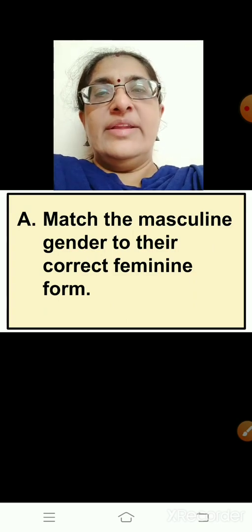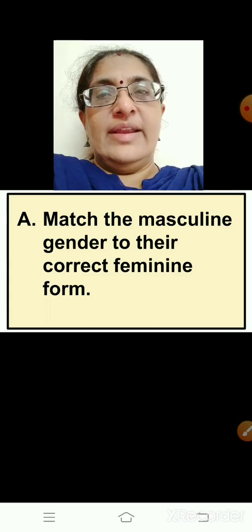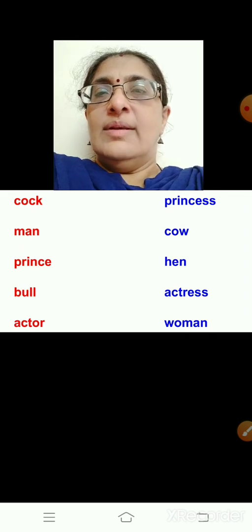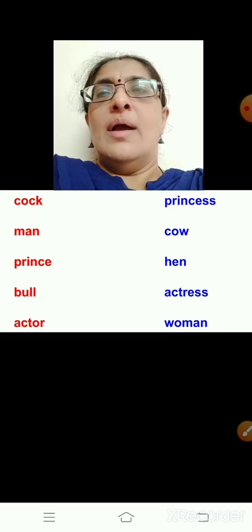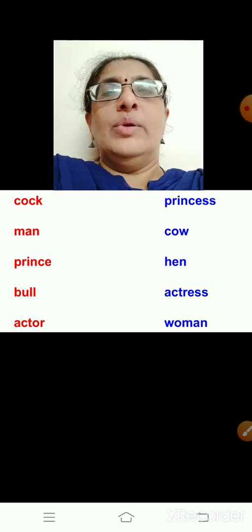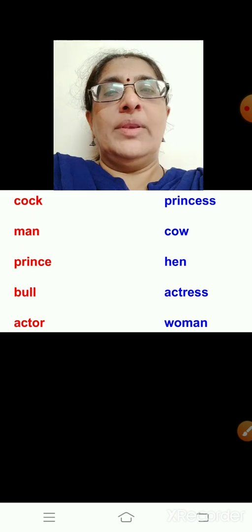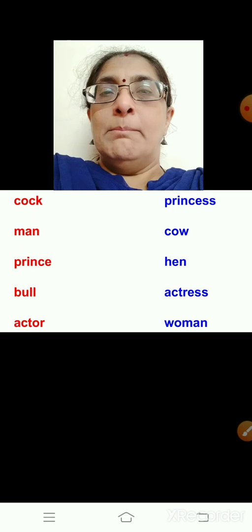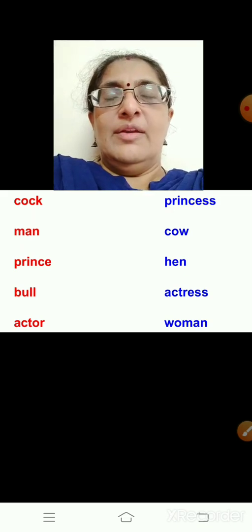So let's see what is the first activity. Match the masculine gender to their correct feminine form. First you will write this question, the head question, and then you will make 2 columns. In A column you will write the words cock, man, prince, bull, actor. In the B column you will write princess, cow, hen, actress, woman. So now after writing this, you will match correctly, okay, don't match wrong.